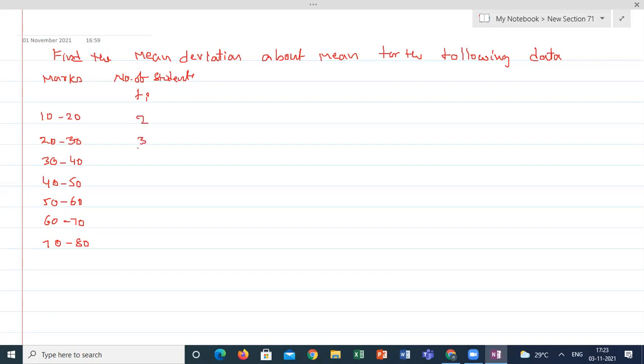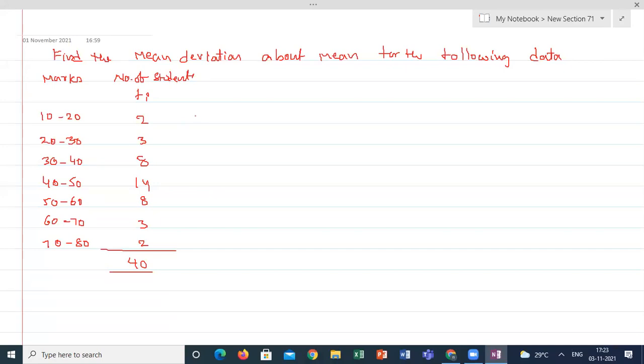Next is 3. Next is 8. 30 to 40 is 8. Then 14, 8, 3 and 2. That is, the total number of students or observations is 40. If I add all these, I will get 40: 2, 3, 5, 13, 17, 27, 27 plus 3 is 30, 32, 8 is 40.